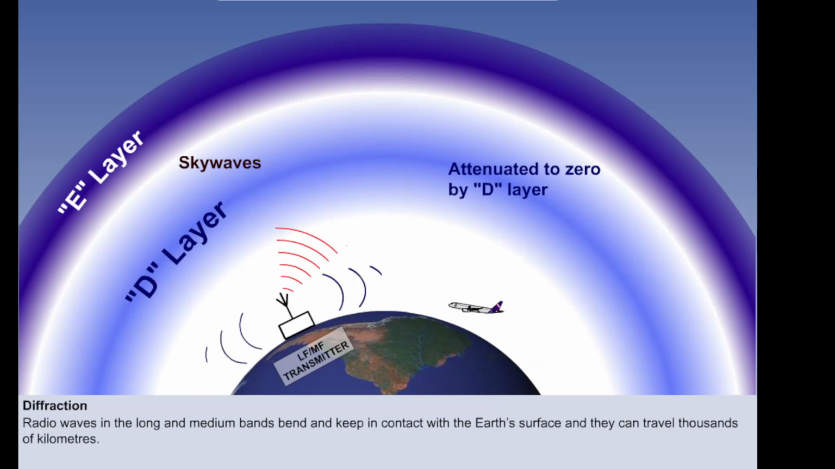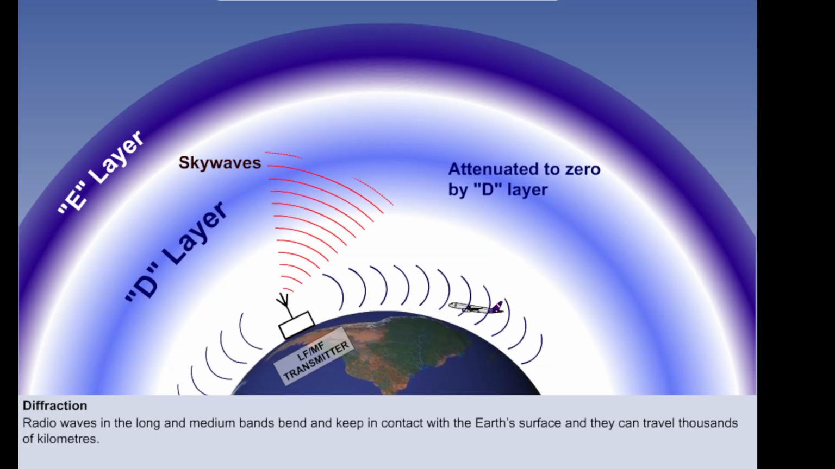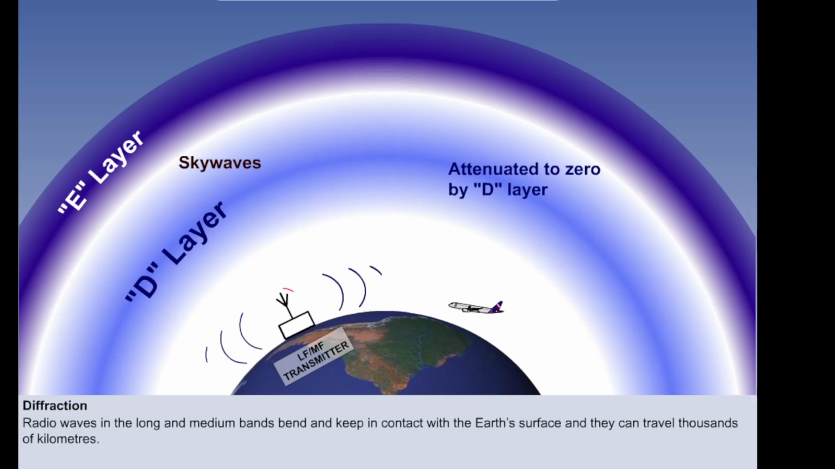Equally useful is atmospheric diffraction. In the low and medium frequency bands, radio waves tend to refract or bend to such an extent that they remain in contact with the Earth's surface, which increases range, possibly to thousands of kilometers.